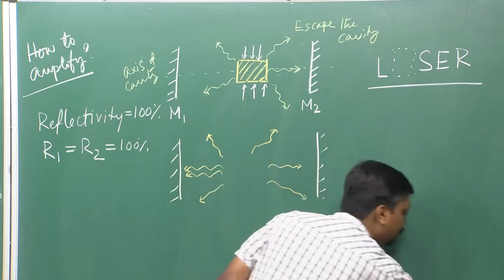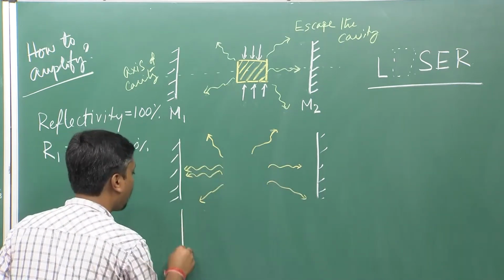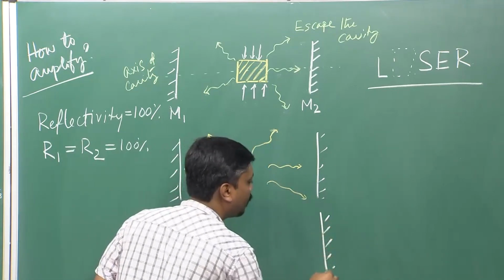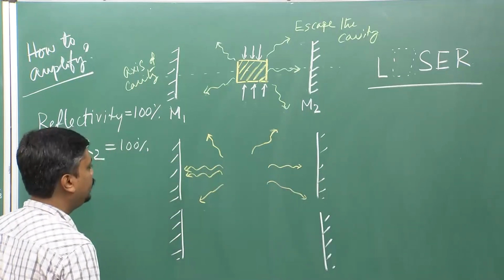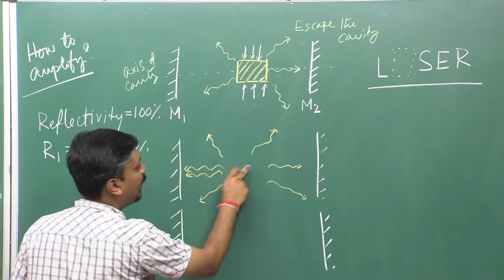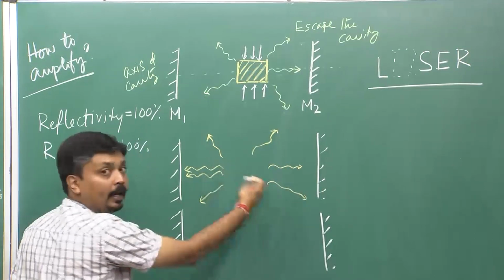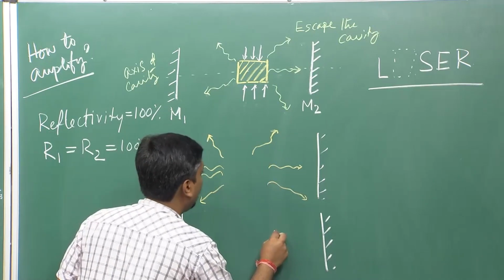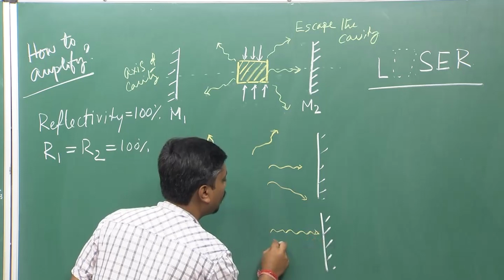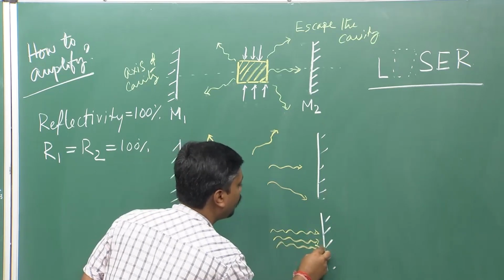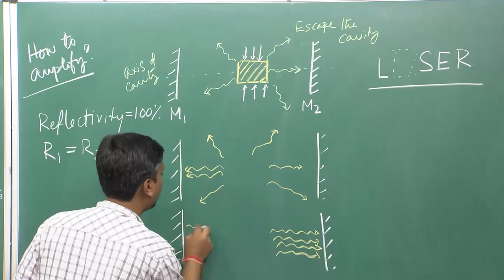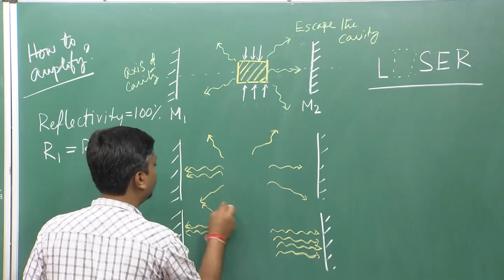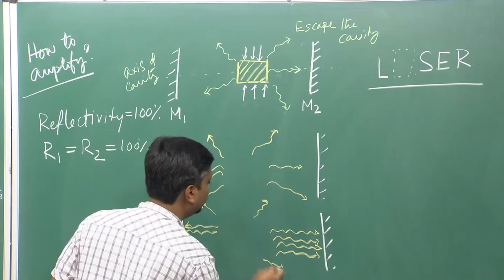So, in the very next step, what I will see is these 2 bouncing back and making 4 photons, while this one will bounce back and pass through the active medium, creating 2 more photons. And the spontaneously emitted photons are always there.